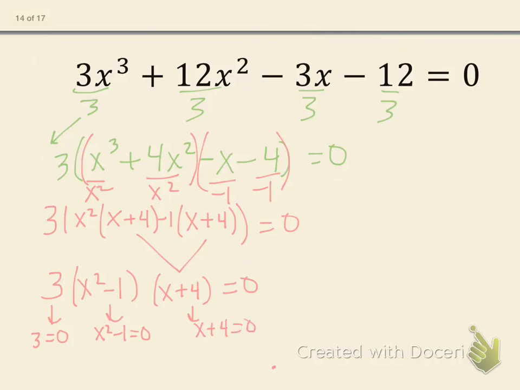So if I look, 3 equals 0 does not give me an x equals number, so I don't care about that. This one, to solve it, we're going to add 1, so x squared equals 1. Opposite of squaring is square rooting. The square root of 1 is plus or minus 1, so +1, -1. This one I need to subtract 4, so x is equal to -4, so I have 3 answers. If I look, my highest exponent is 3, so that is good.